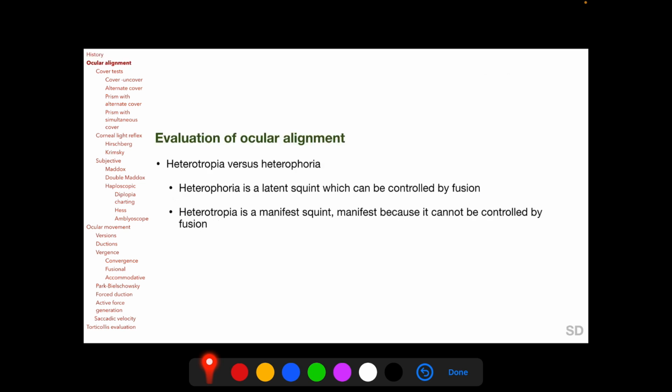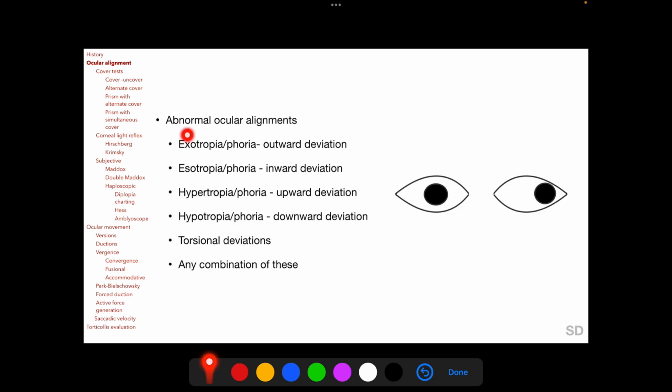Before we start discussing the individual tests of ocular alignment, we have to clarify certain terms and concepts. Heterophoria is a latent squint which can be controlled by fusion, and heterotropia is a manifest squint, manifest because it cannot be controlled by fusion. The abnormal ocular alignments which we may come across in strabismic patients are as follows: exotropia and exophoria, referring to outward deviation. This diagram shows a patient with exotropia, esotropia and esophoria referring to inward deviation.